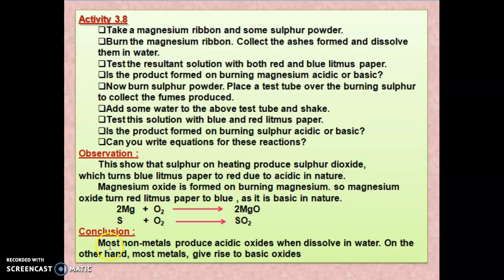Next, conclusion. Most non-metals produce acidic oxides which dissolve in water. On the other hand, most metals give rise to basic oxides. So the non-metal will produce an acidic oxide when it is dissolved in water, and the metal will produce a basic oxide when it is dissolved in water.